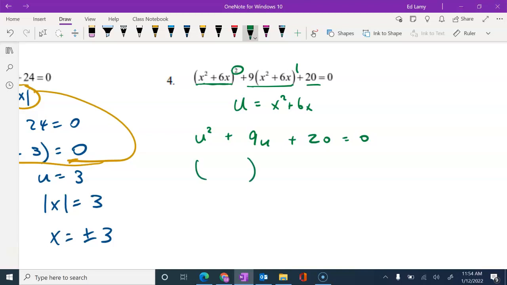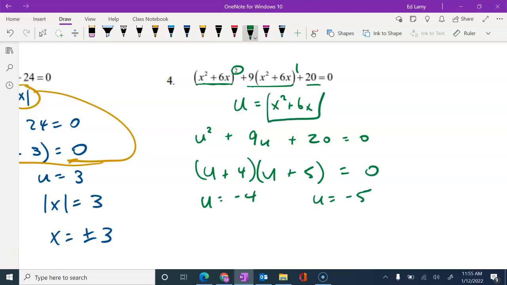This one, I believe, factors, though I haven't tried it. U here, u there. How about a 4 and a 5? Plus 4, plus 5. So u equal negative 4 or u equal negative 5. Let's back substitute this expression right here for u, that u was x squared plus 6x. So x squared plus 6x equal negative 4, or x squared plus 6x equal negative 5.